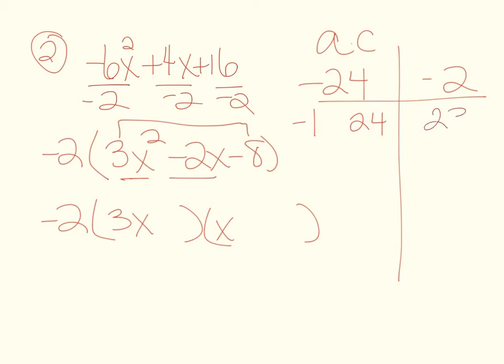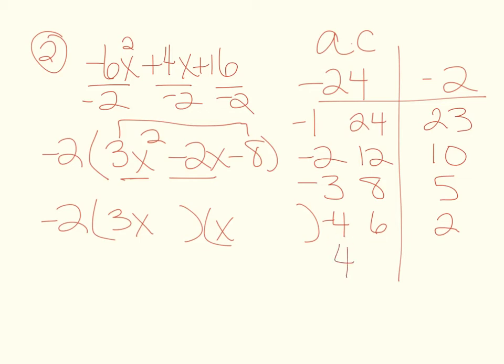That gives me 23. Negative 2 and 12 gives me 10. Negative 3 and 8 gives me 5, still not a negative 2. Negative 4 and 6 gives me 2. So I'm close, right? Because I want a negative 2. So again, if we want a negative 2 here, we're going to switch our negatives. So let's go 4 and negative 6, and that gives me a negative 2. So here is my problem.